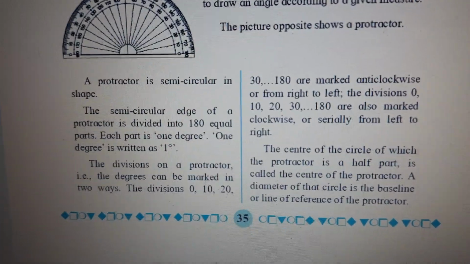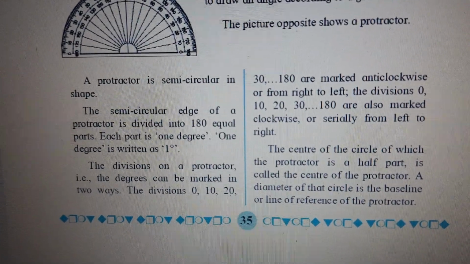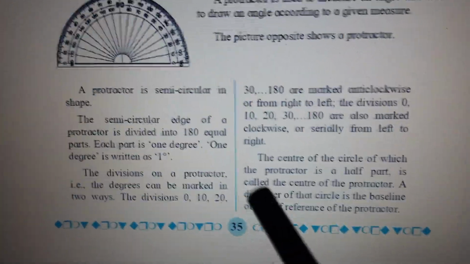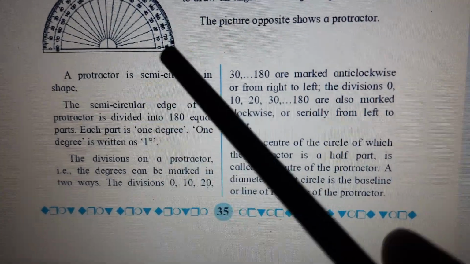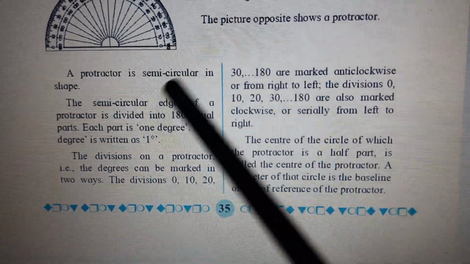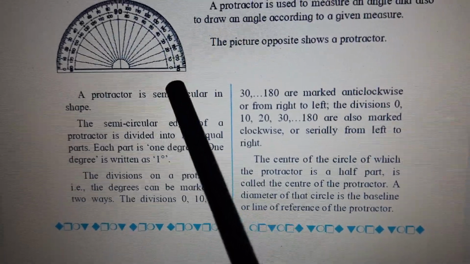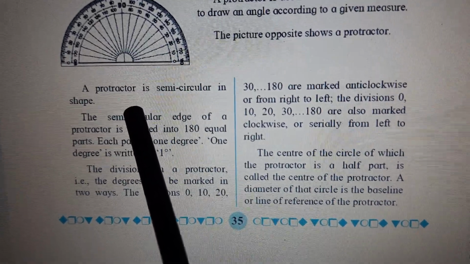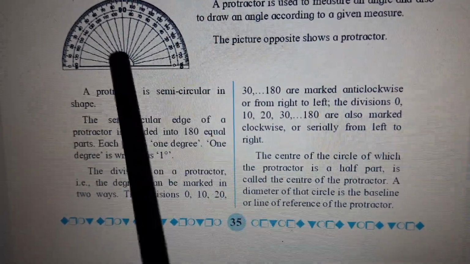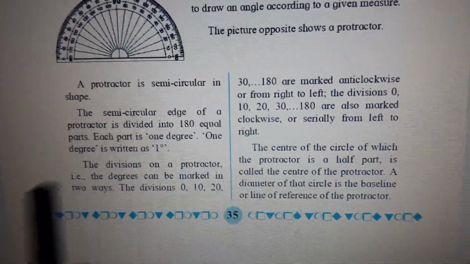I am showing you the page so that you can pause it and take down these as points, children. Write down this as points. Anything can be asked as objective. A protractor is semicircular in shape. Semicircular. If we complete it, it will become full circle.